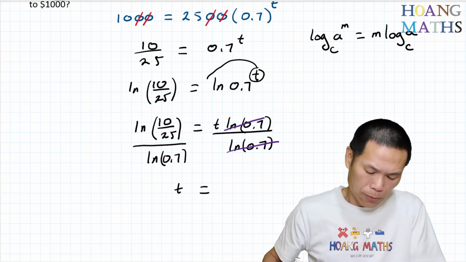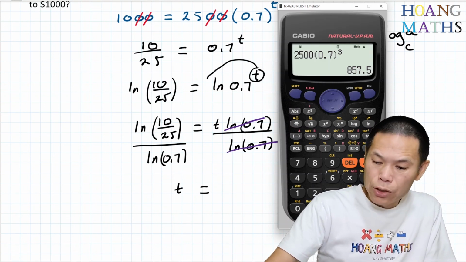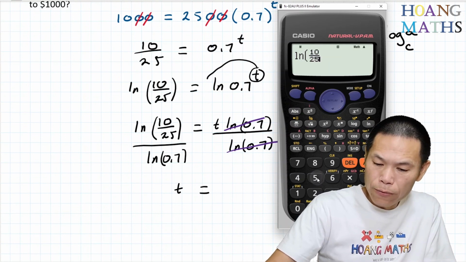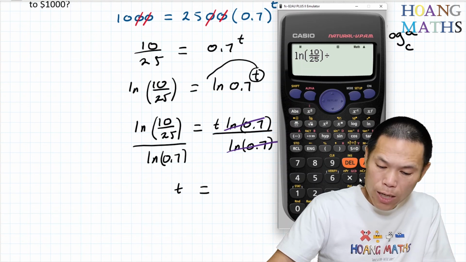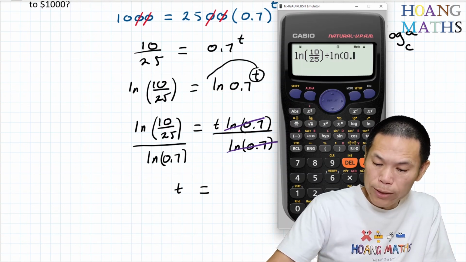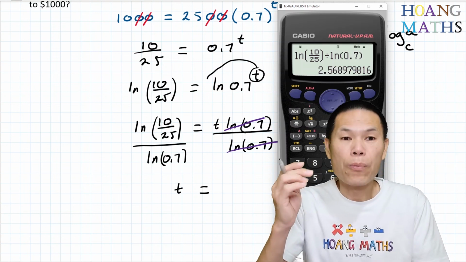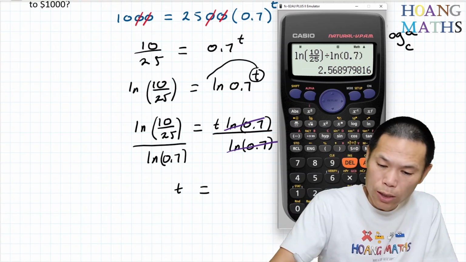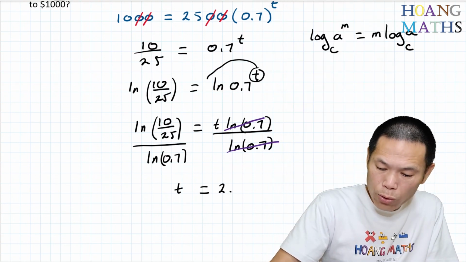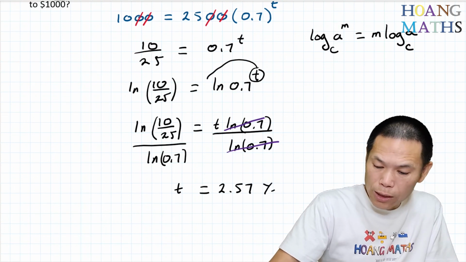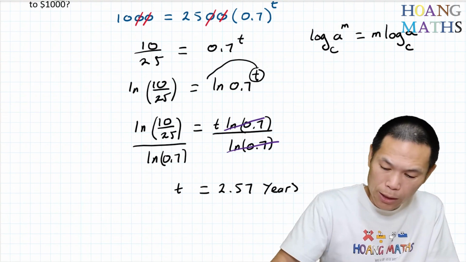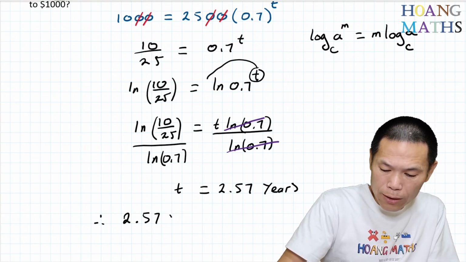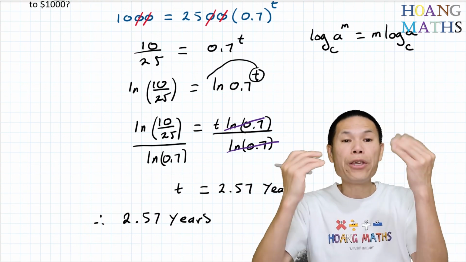So that will give me t is equal to, so just put that on a calculator. So just go ln of 10 over 25, close bracket, divided by ln of 0.7. So there you go. So 2.57. Okay, so just round up to 2 decimal places. 2.57 years, because t is in years. So therefore 2.57 years. So there you go.